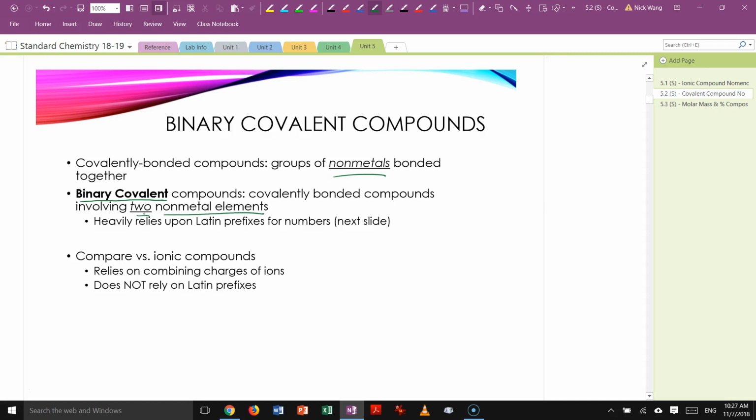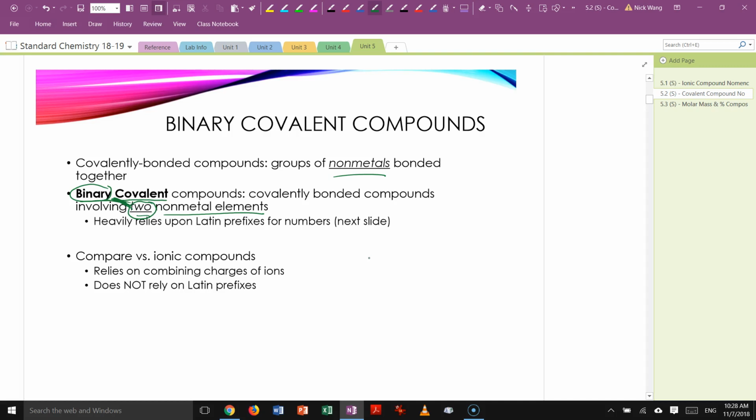but also the fact that two refers to binary. So binary and two always go hand in hand, but specifically two elements, not just two atoms. So these prefixes that I may have mentioned before, meaning mono, di, tri, are very much in effect here. It heavily relies on these Latin prefixes, which we'll talk about in the next slide.